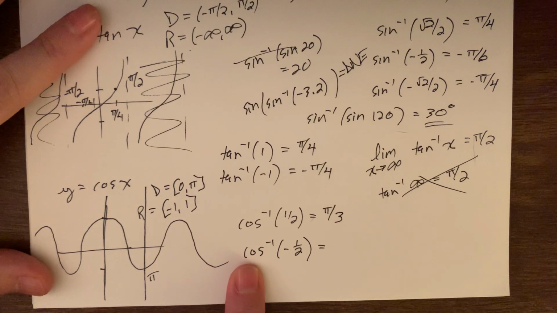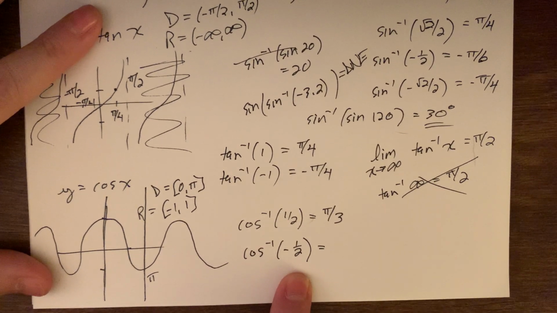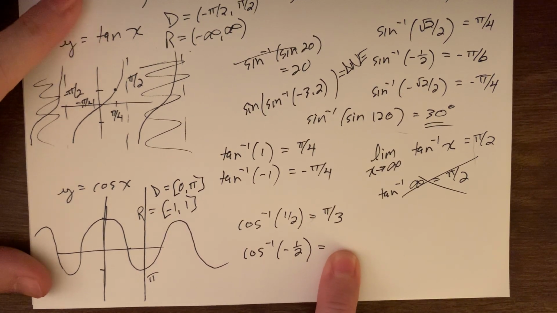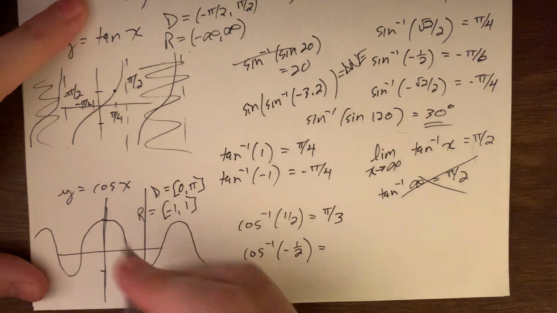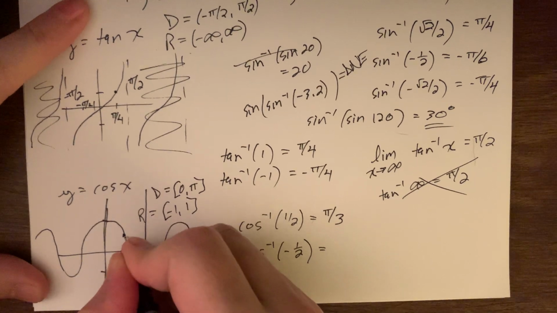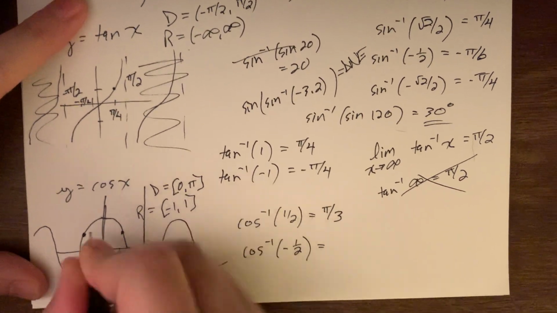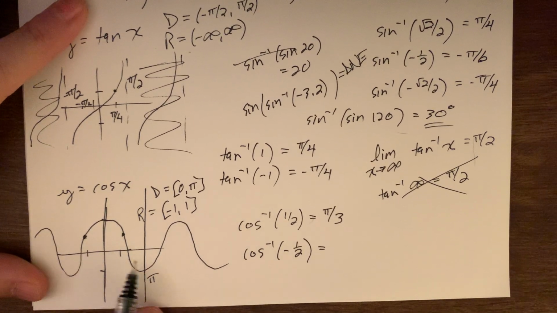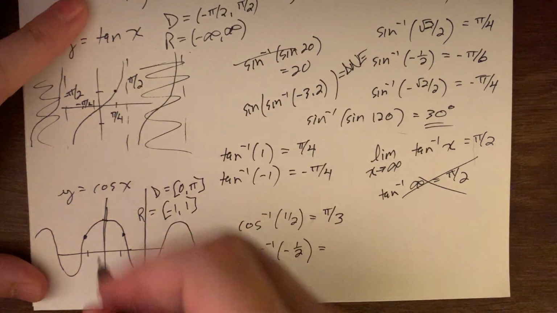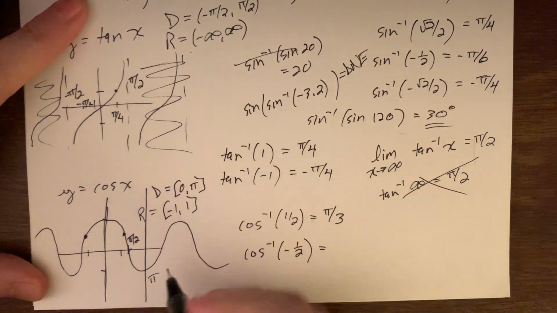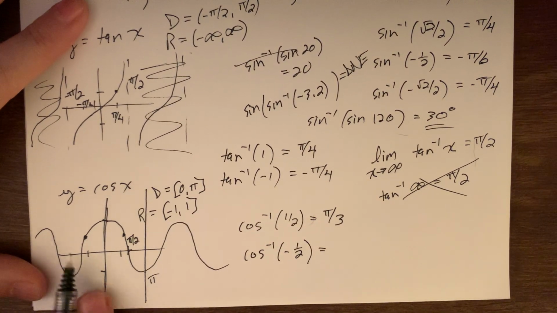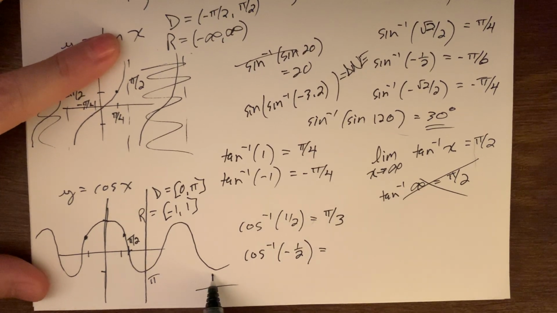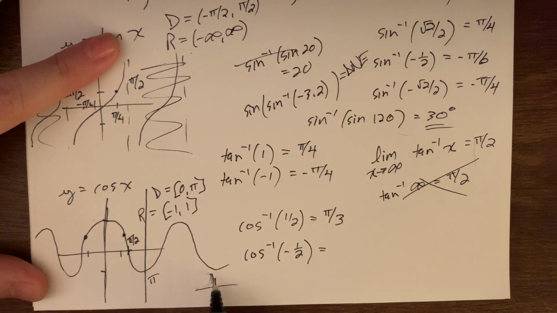Inverse cosine of -1/2. From everything else we've done, I just want to say -pi/3. But that doesn't work. Pi/3 takes me to 1/2 here. -pi/3 still takes me to 1/2 here, not -1/2. I have to come down in here. This is pi/2. I know I'm looking at this graph, but I have to think of my unit circle and think about getting in the second quadrant.